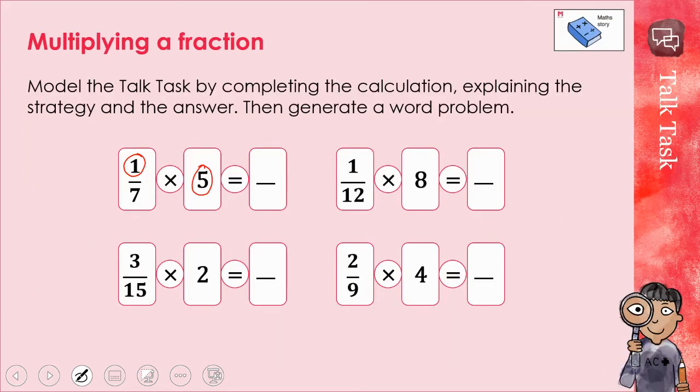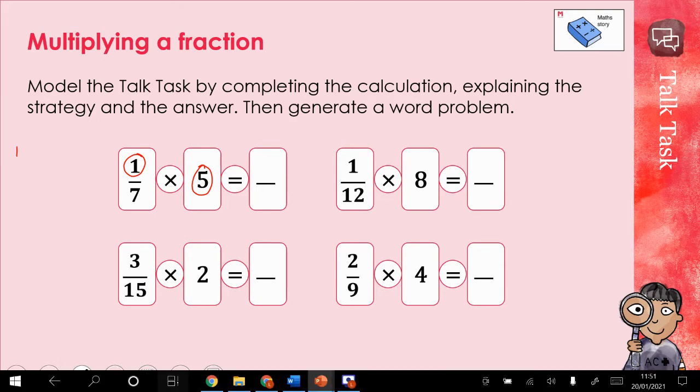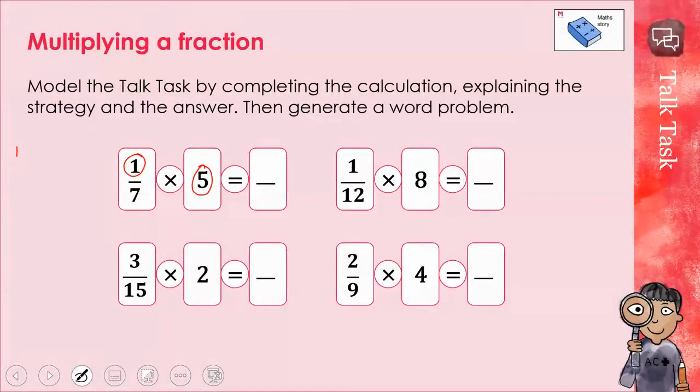So what I'm doing now is exactly the same thing. I'm doing 5 times a seventh. So if I've got 1/7, I want to multiply it by 5. So I multiply the numerator by the whole number. 1 times 5 is 5. And the denominator stays the same.